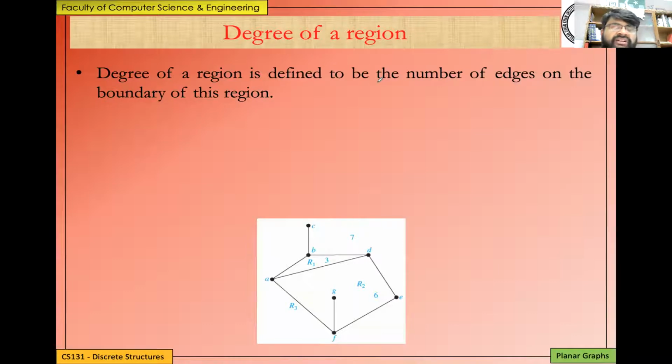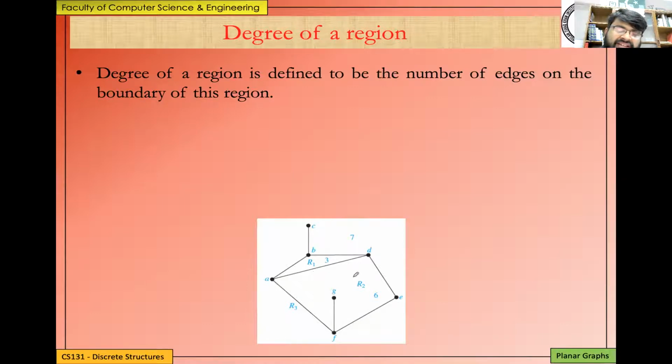That's what we call degree of a vertex. And then we had in-degree and out-degree for directed graphs. However, for an undirected graph, the degree of a region is defined to be the number of edges on the boundary of this region. So for example, for this particular graph, we noticed that the number of edges for R1 are 3, 1, 2, and 3.